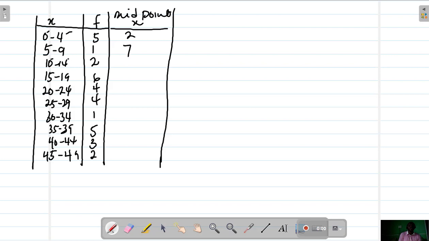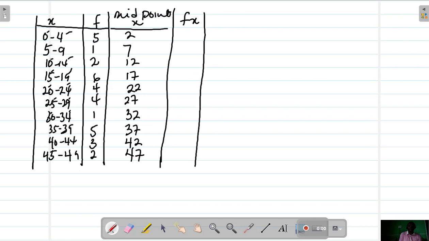If we sum this and divide by 2 it will give us 12. Sum of this over 2 gives us 17. This plus this gives us 22. And this and that will give us 27. 34 plus 30 over 2 gives us 32. And this will give us 37. This will give us 42. Then 47. Then we find fx to get our mean so that we can compute our mean deviation.